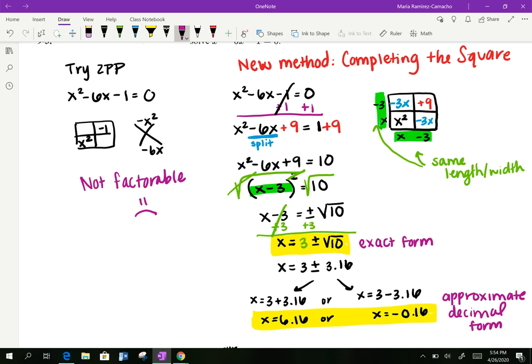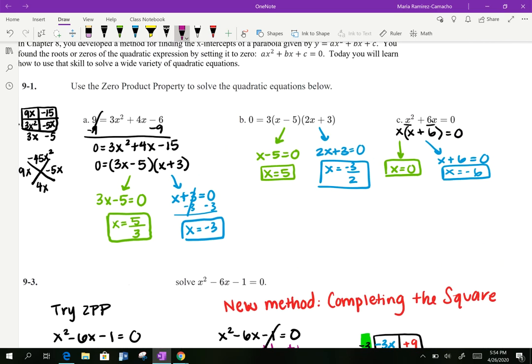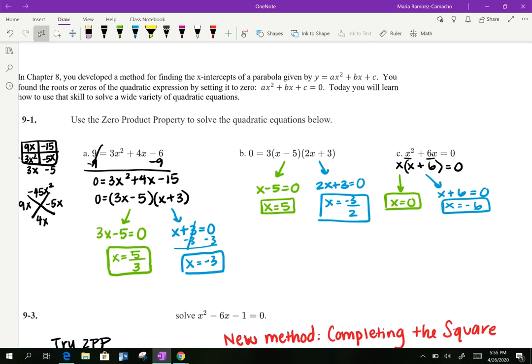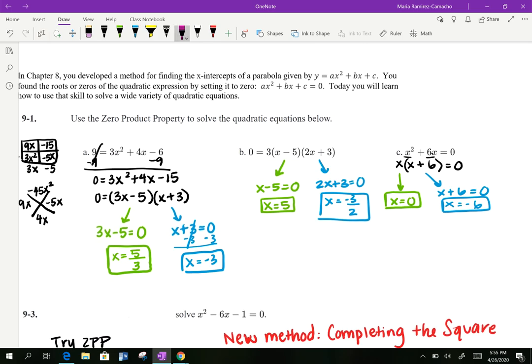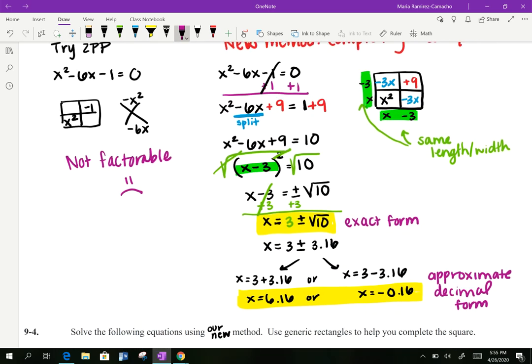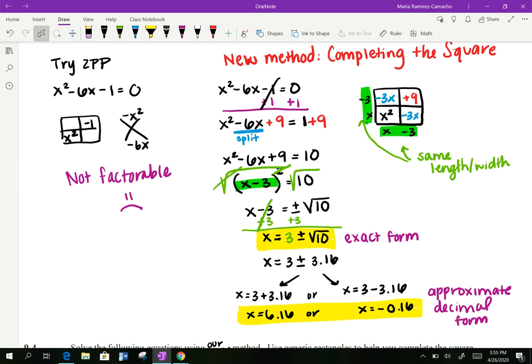So this is the completing the square method. If you need to pause it, rewind, replay, do it. Do whatever you need to do, but you'll notice that over here for ZPP, we have nice numbers. They're nice fractions or they're nice whole numbers. Over here, that's not the case. We've got some not nice decimals, okay?